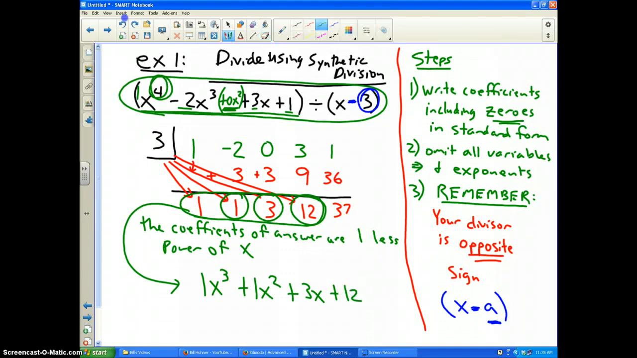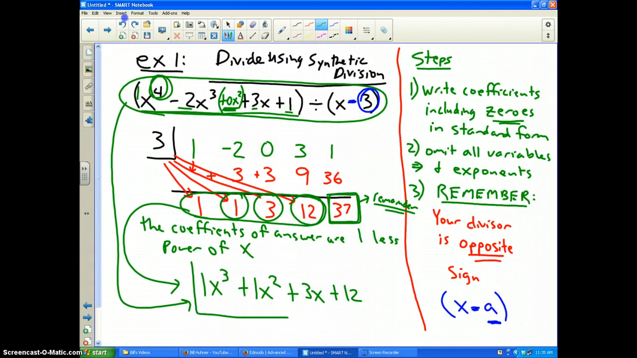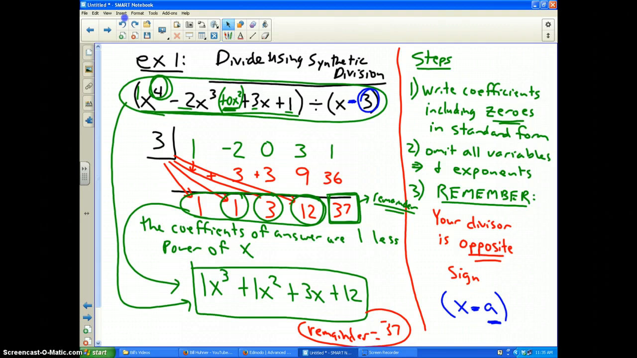Now, the final number, which I'm going to put in a box, that's your remainder. You guys have all done division problems in the past where you have a remainder. So the answer to my problem that I started with and circled in green is in the green box, with a remainder equal to 37. And you must write all of that as part of the final answer. And that is how you do synthetic division.